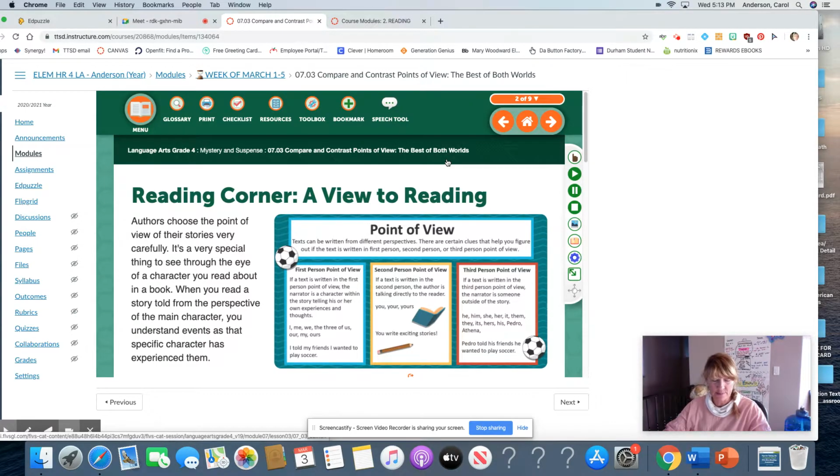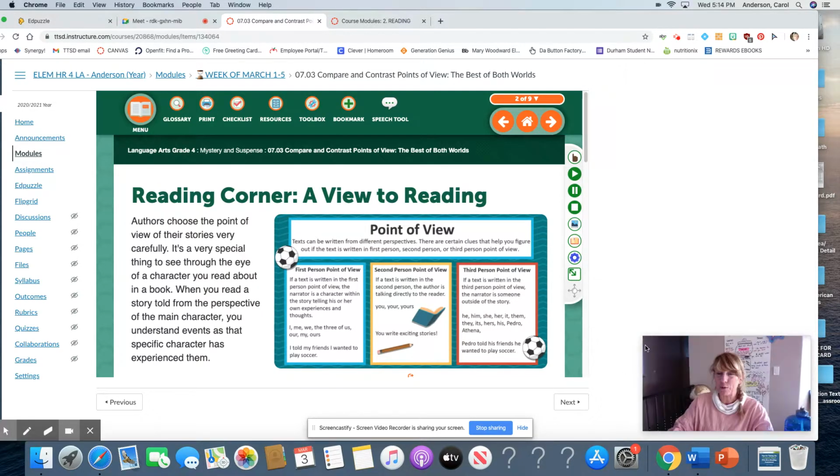The first box is first person point of view. Please look at that. If a text is written in the first person point of view, the narrator is the character within the story, telling his or her own experiences and thoughts. So if you're writing your story, you're the narrator, you're telling your thoughts. You're going to use words like I, me, we, the 3 of us, the 2 of us, the 5 of us, our, my, and ours. So for example, the sentence says, I told my friends I wanted to play soccer. That's first person point of view.